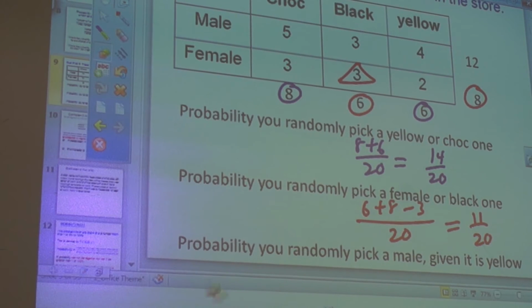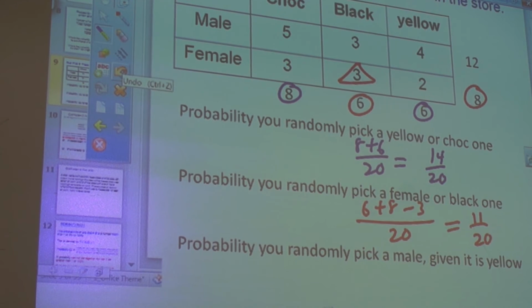Probability you randomly pick a male given it's yellow. So given means now you have some information. It's not out of all of them now. Now it's just out of the yellow ones. You know it's a yellow puppy. If you know it's a yellow puppy, what's the probability that it is male? 4 out of 6. Yep. So again, given is the only time it will not be out of the total, because given means you have some information. It's out of a smaller group. So the only time your denominator is not everything is when you have given.